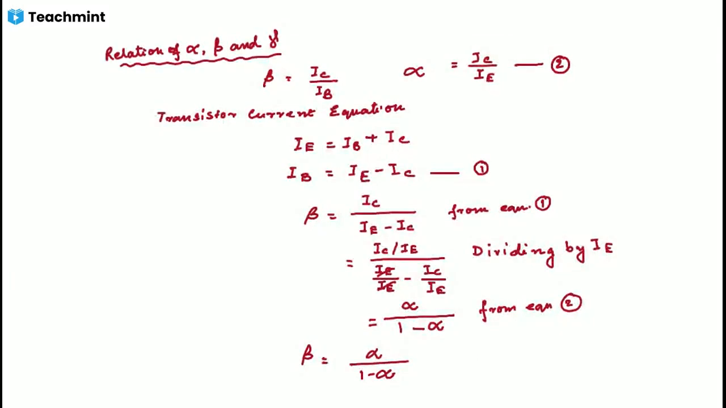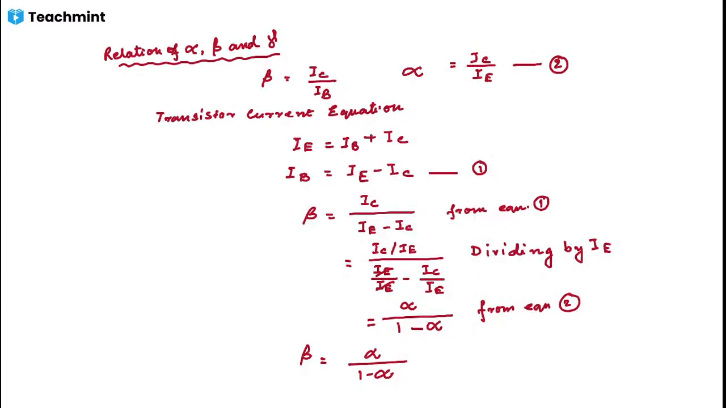From the above equation, it is very evident that if alpha approaches 1, beta reaches infinity. So hence the current gain in the common emitter connection is very high. This is the reason this circuit connection is mostly used in all transistor applications.